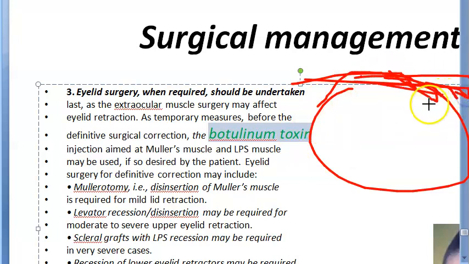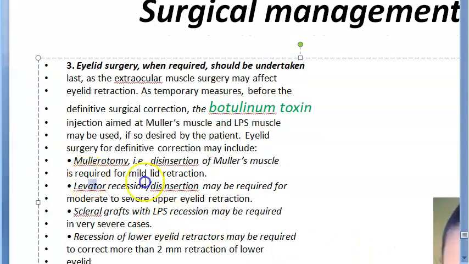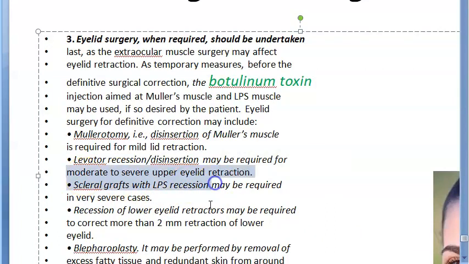So both of them should relax and come down a little. What do you say? Disinsertion of the Müller's muscle, is it? Levator recession, disinsertion. For levator, is it? Then scleral grafts with LPS recession may be required in severe cases. LPS recession means they have made the LPS go backwards.